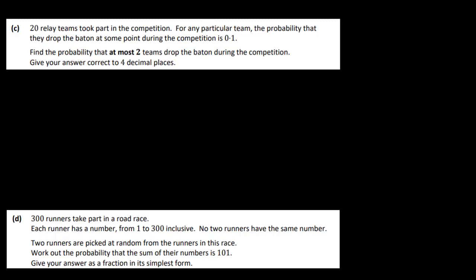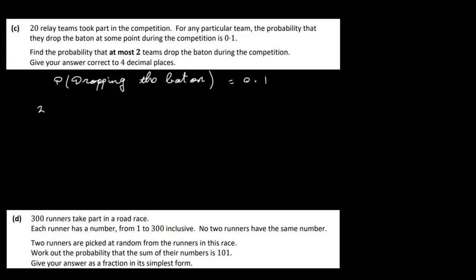So the probability of dropping the baton is 0.1. Now it's at most 2 of the teams, so we're going to do the probability that none of the teams drop the baton plus the probability that 1 of the teams drops the baton plus the probability that 2 of the teams drop the baton. We're going to add those 3 basically.